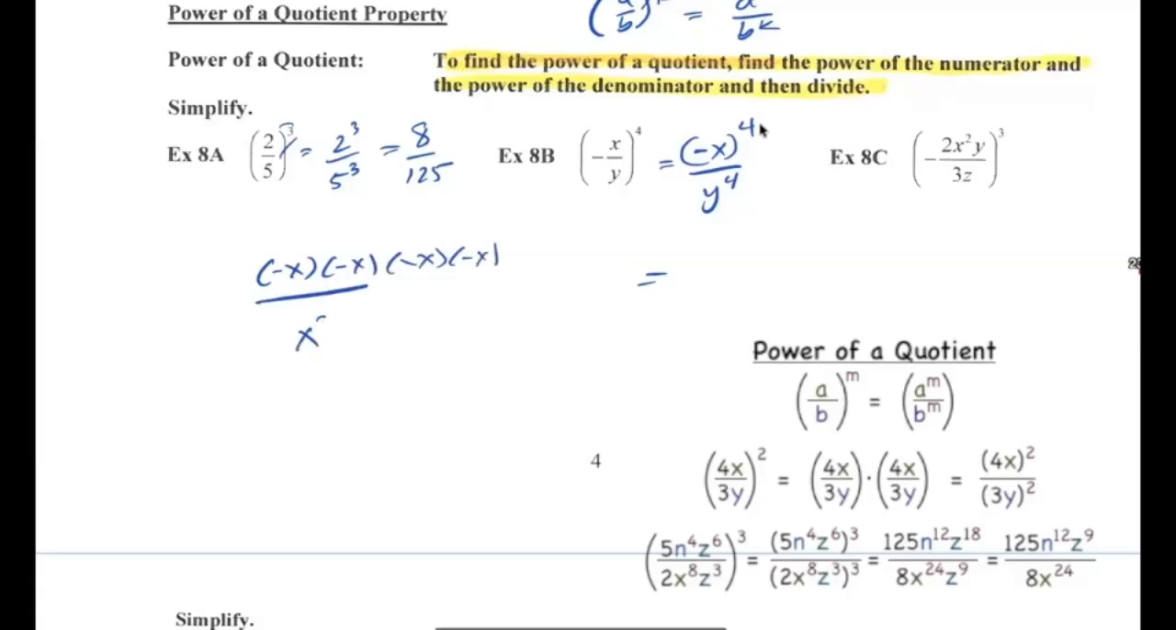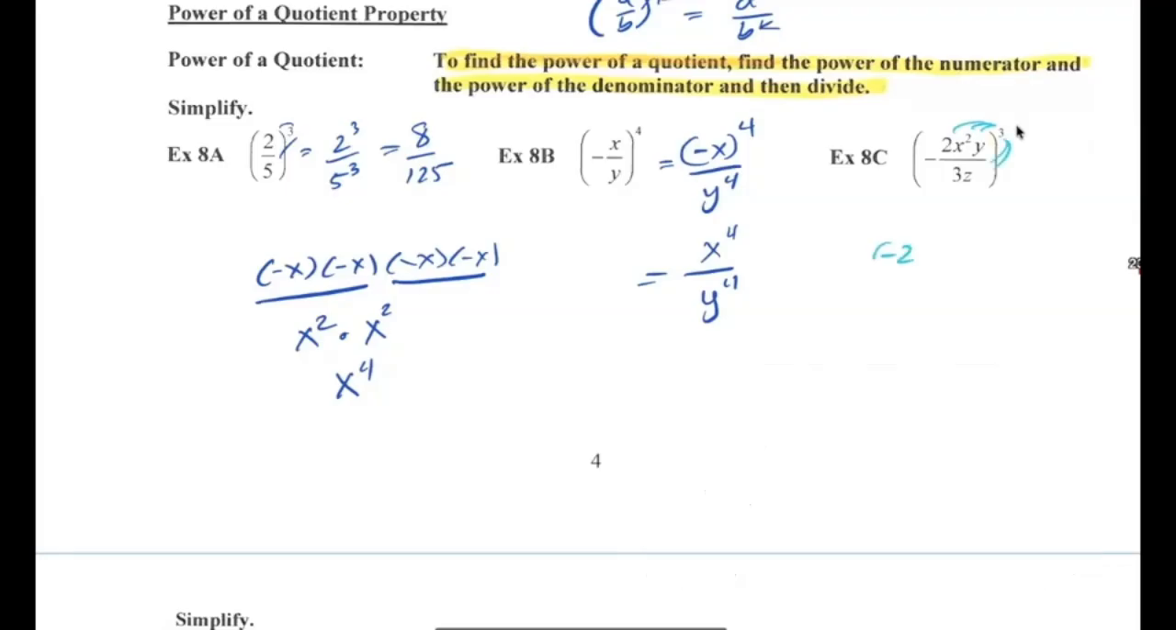These two multiply to get you x squared, positive because two negatives make a positive. These two multiply to get you x squared. You get x to the fourth. Anytime you have an even power, you get a positive number. Something like that.